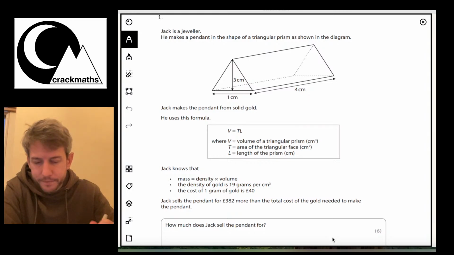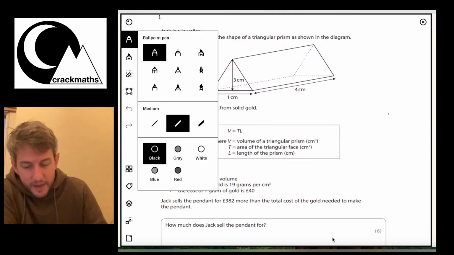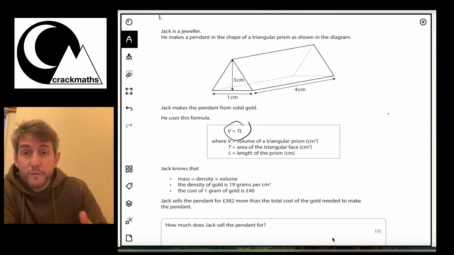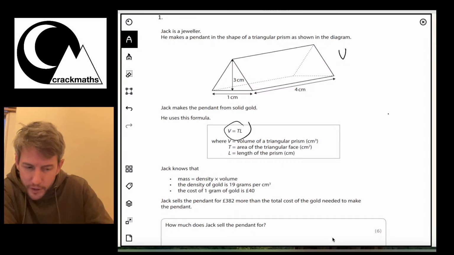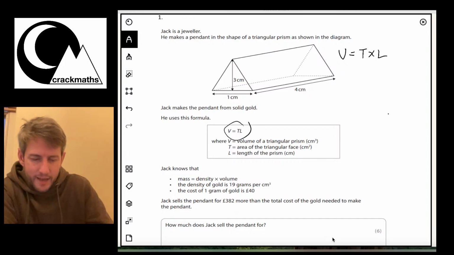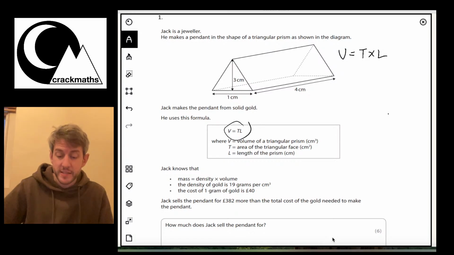So Jack is a jeweller. He makes a pendant in the shape of a triangular prism as shown in the diagram. Jack makes the pendant from solid gold. He uses this formula: volume equals T times L. Remember, if you ever see a formula with letters written next to each other, that means we're multiplying those together. So I'm going to write down here, volume equals T times L. The V stands for the volume, T stands for the area of the triangle face, and L stands for the length of the prism.